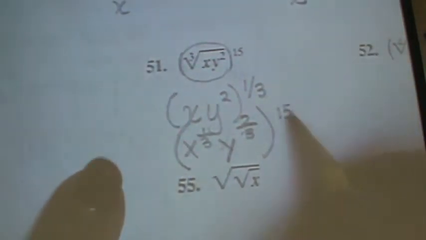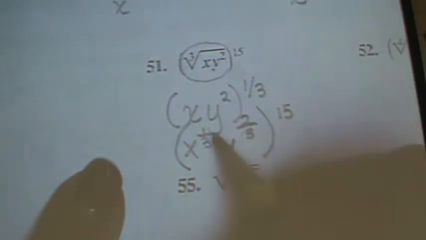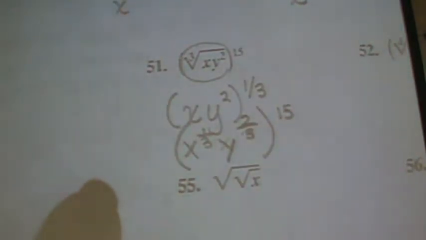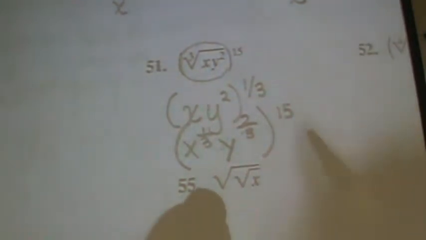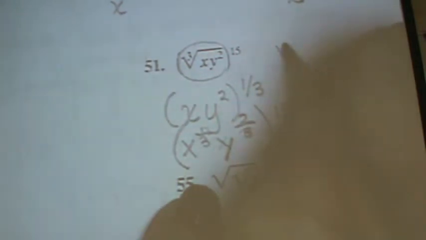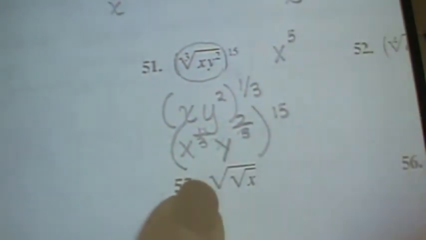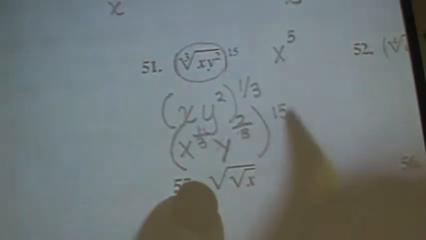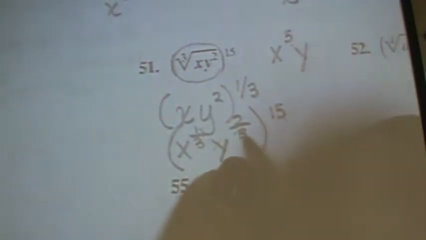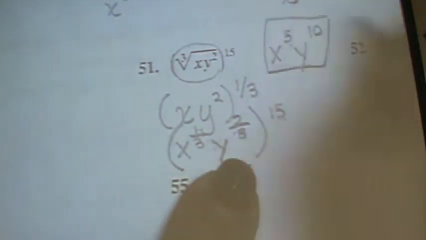So power to power, you're going to multiply this times this and this times this. Those power rules you really got to watch. So if you were to distribute 15 times 1/3, you get x to the 5th power. 1/3 times 15 is 5. And then y, 3 goes into 15 5 times. So you have a 2 here. 2 times 5 is 10. So that would be your answer for that one.